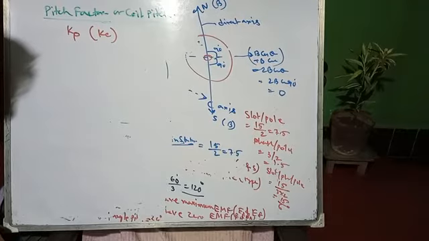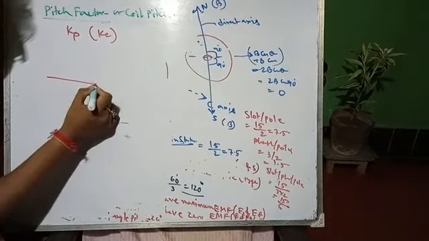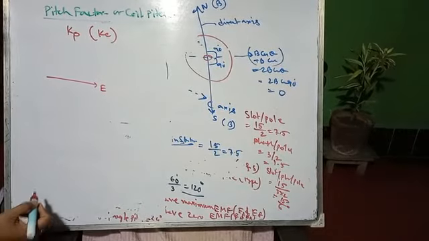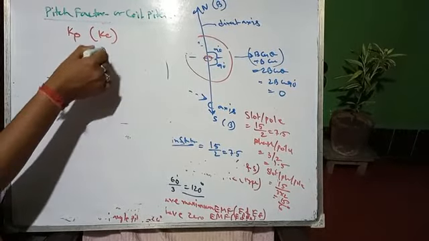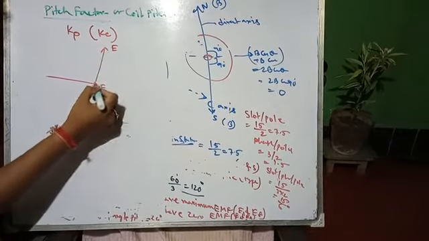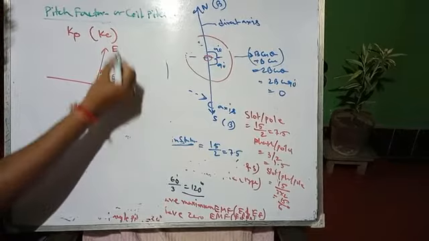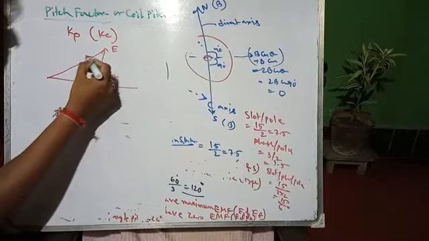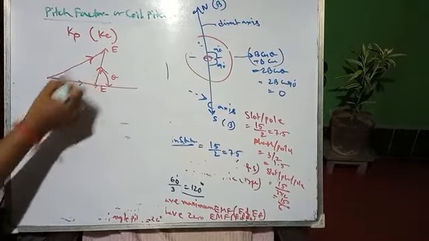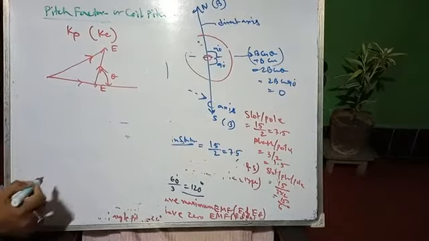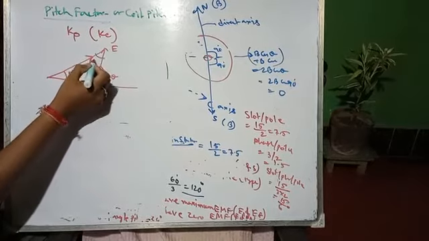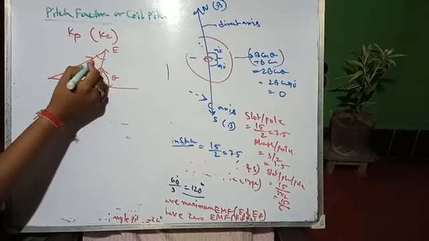Now consider there is a 3-phase system. The first phase is this one, and the second phase is displaced by theta degrees, so the angle between the two phases is theta. For a balanced phase, the two EMFs E and E are the same. What will be the resultant of them? If we consider the triangle rule, this is the resultant, and the angle theta is split into theta by 2 and theta by 2.